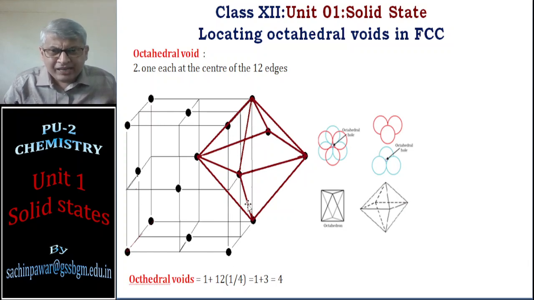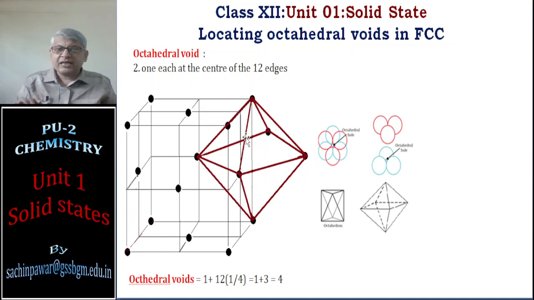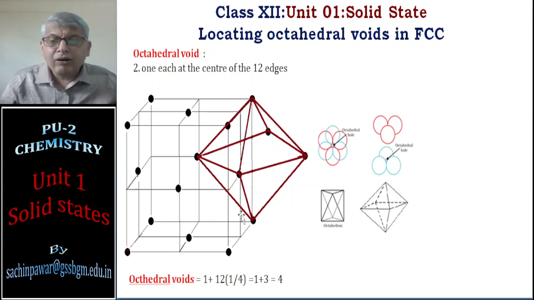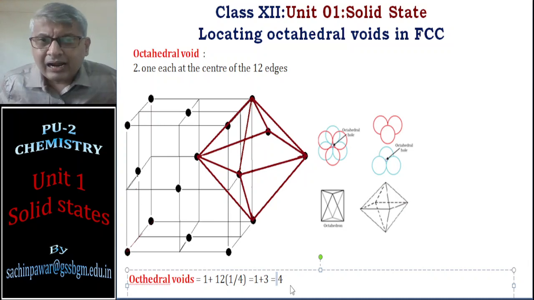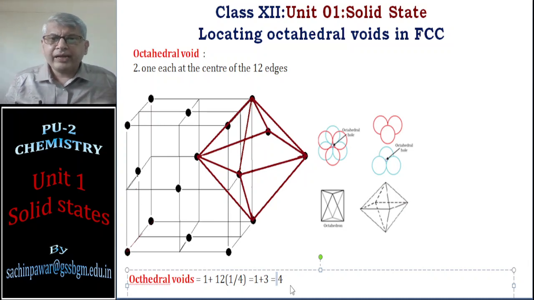So such 12 edges are there: 1, 2, 3, 4, 5, 6, 7, 8, 9, 10, 11, 12. So 12 edges will have an octahedral void, of which 1/4 is present. So 1 void at the center of the unit cell, plus 12 octahedral voids at the center of every edge into 1 by 4, that makes 1 plus 3, that is 4. So this is the way we can locate the number of tetrahedral and octahedral voids in a crystal.